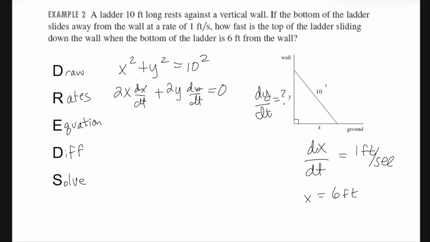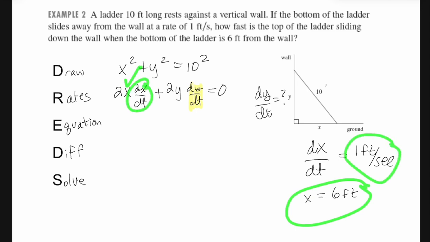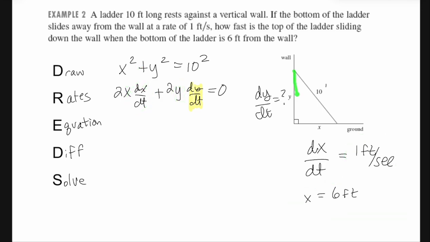Well, we have to have everything but the rate we're searching for. That's what we're searching for. So go down our problem. Do we have x? Yes, it's 6. Do we have dx dt? Yes, it's 1. We don't have y. What do you know about a right triangle? If this is 6 and this is 10, how could we find that?